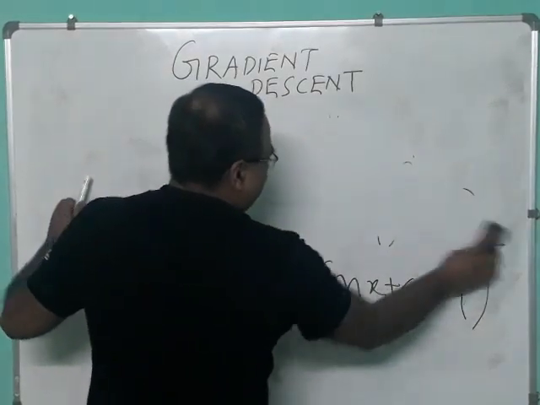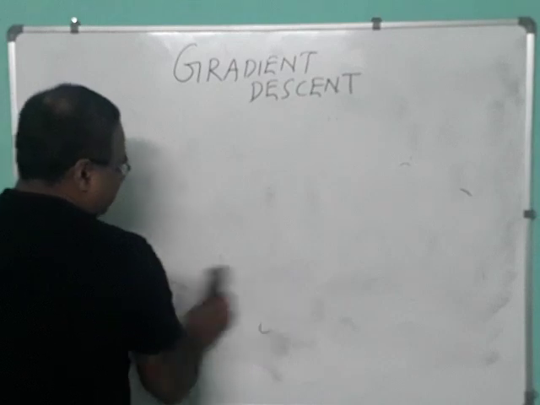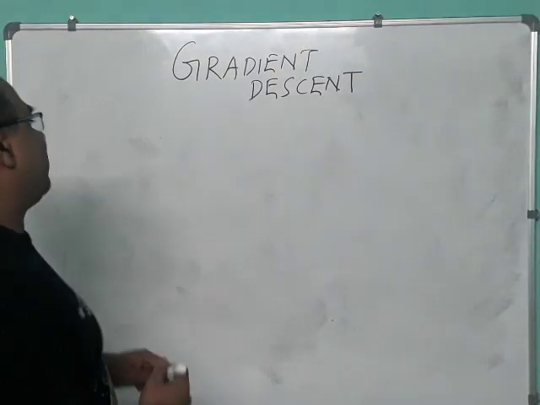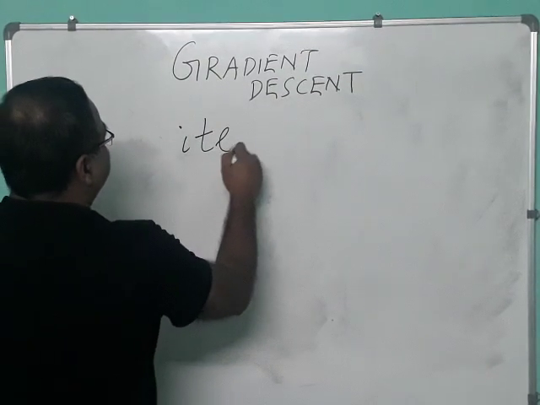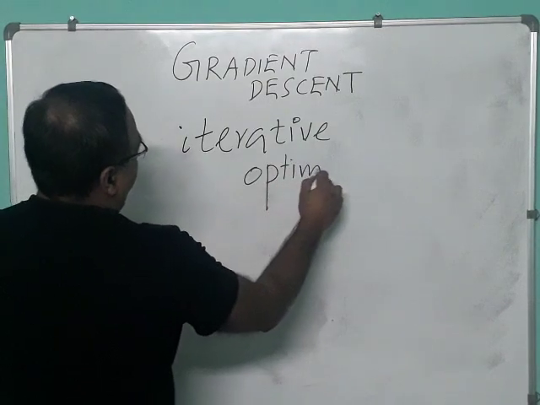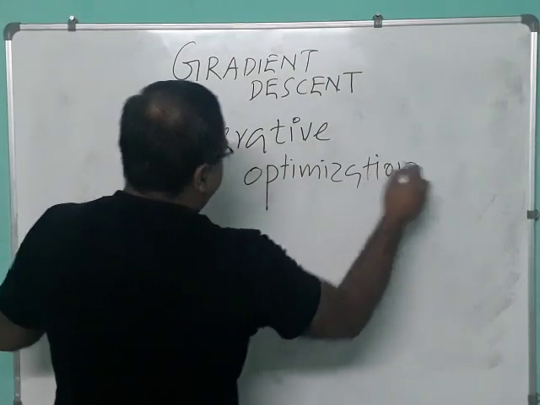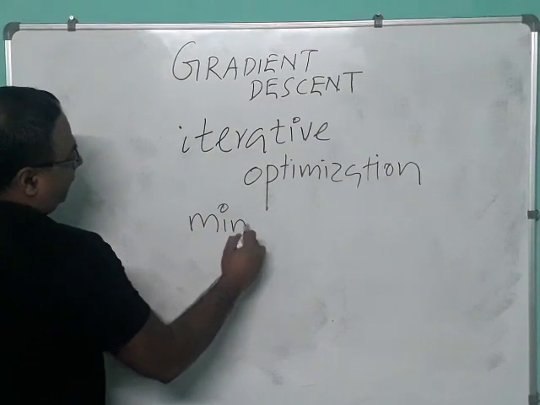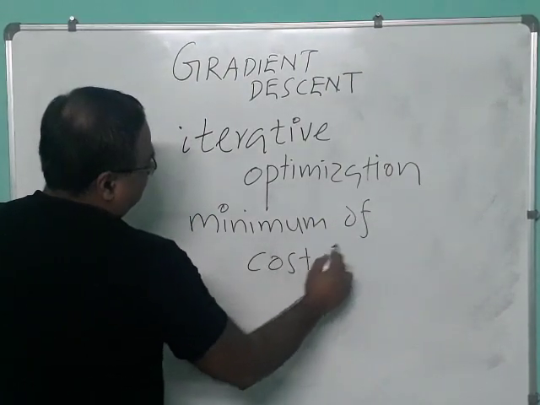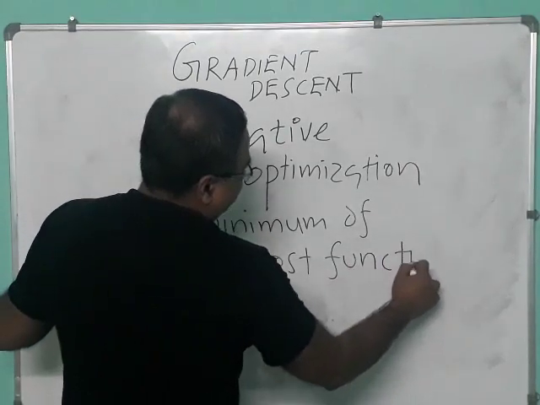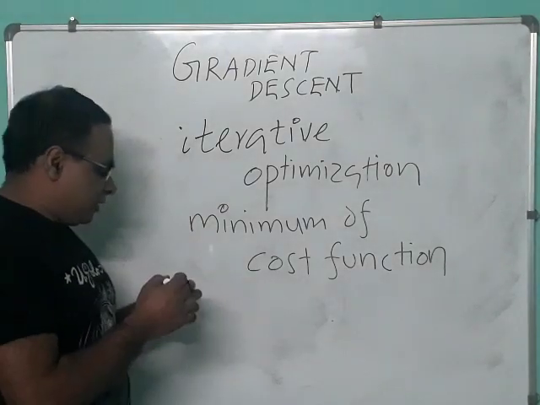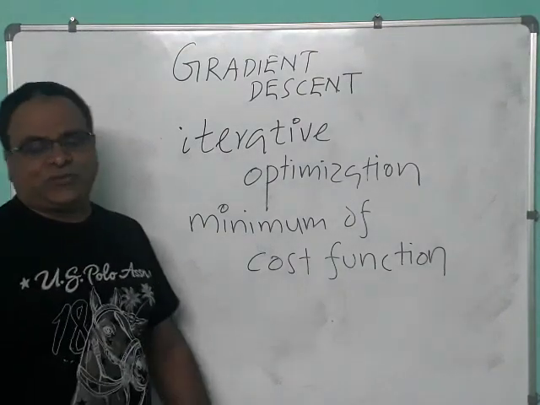Now I am getting into gradient descent. It is an iterative optimization algorithm to find the minimum of a cost function. This is gradient descent, we discussed in the previous videos. Gradient descent is an iterative optimization algorithm to find the minimum of a cost function.